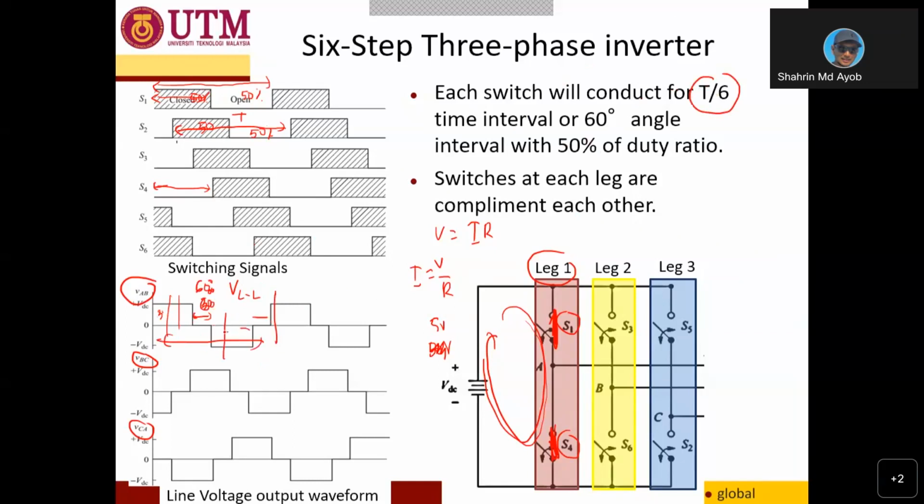1, 2, 3, 4, 5, 6. For example, from this one to this one is one cycle. So this one is 60 degrees, and this one also 60, 60, 60, 60 and 60. Divided into 6. Okay. So this is our line-to-line voltage waveform.